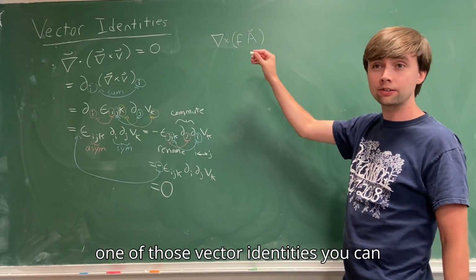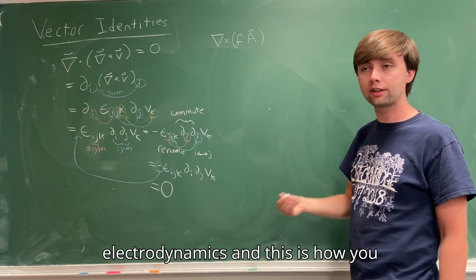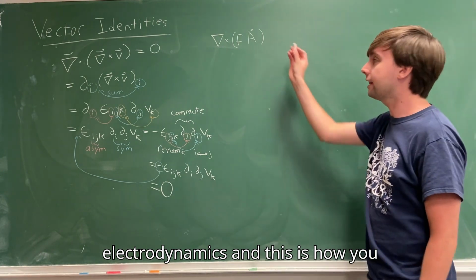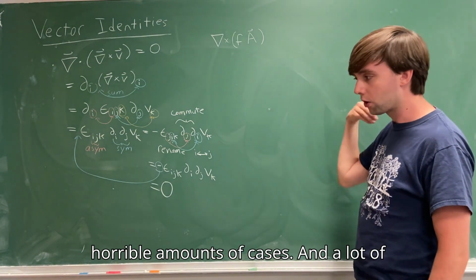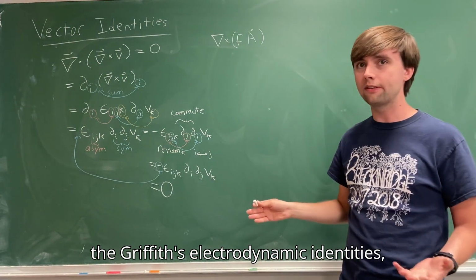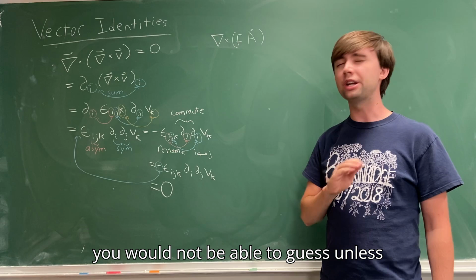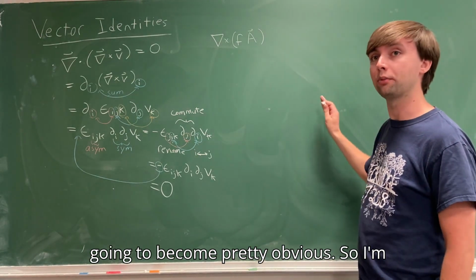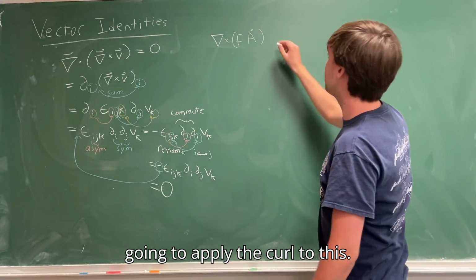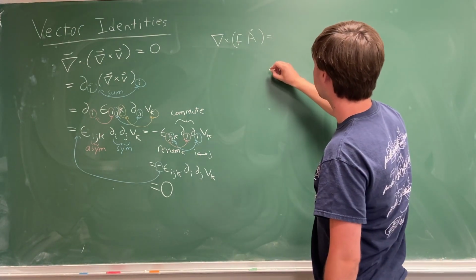This is one of those vector identities you can look up in the back of Griffiths' electrodynamics, and this is how you can derive it for yourself without doing horrible amounts of cases. And a lot of the Griffiths electrodynamics identities you would not be able to guess unless someone told you. But here, the form is going to become pretty obvious. So I'm going to apply the curl to this.